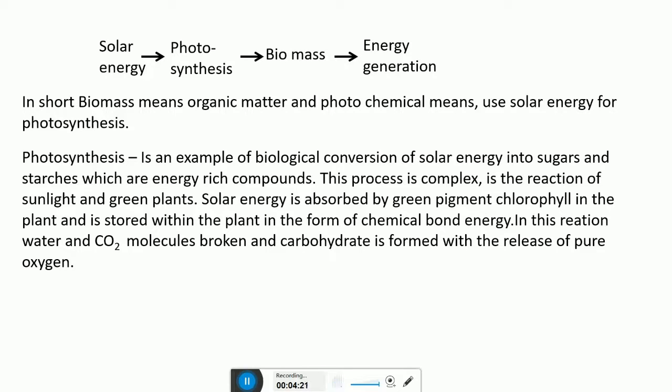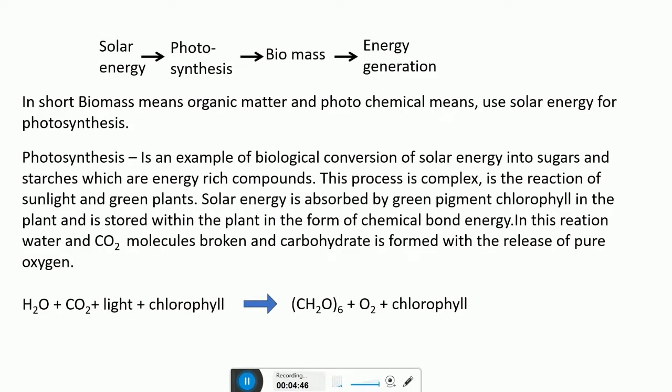Actually, the process photosynthesis is extremely complex. In Greek, photo means light and synthesis means combination. So, when these H2O, CO2 and light are combined, we get CH2O, that is a rich compound like starches and sugars, plus oxygen.